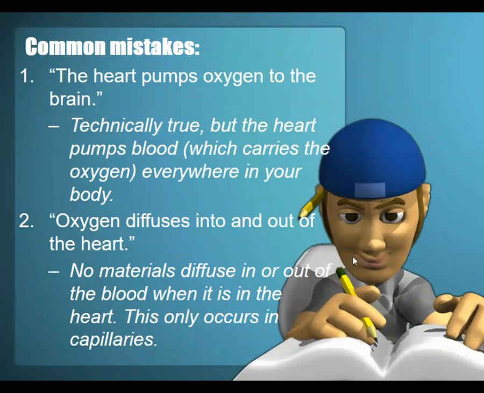Some common mistakes: saying that the heart pumps oxygen to the brain. Technically it's true, but the heart pumps blood, which carries the oxygen, and it takes it everywhere in your body. Second mistake, oxygen diffuses into and out of the heart. No materials diffuse in and out of the blood when it's actually in the heart. It only occurs in the capillaries that are surrounding the heart muscle.